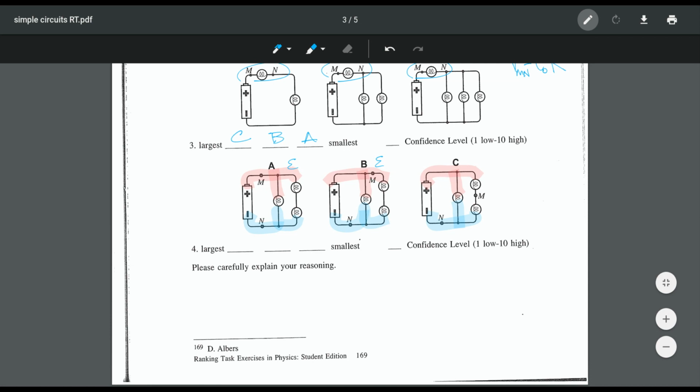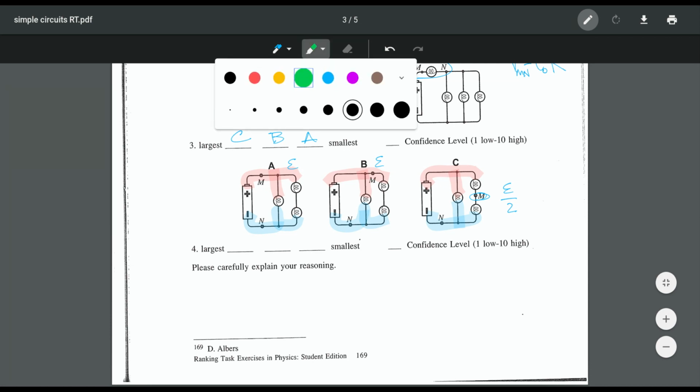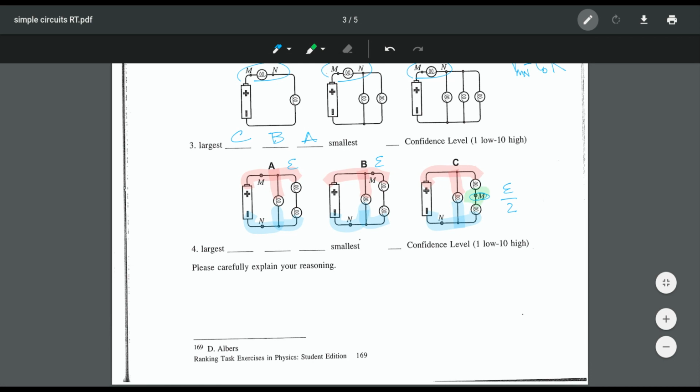Case C, I'm going from the low side of the battery and I'm going up halfway. This point M here is going to be halfway between the blue and the red. So this is going to measure me E/2. So you could color that area in with, I think I had to use green before, to be that elevation there. So in this case, A and B are equal and they're both greater than case C.